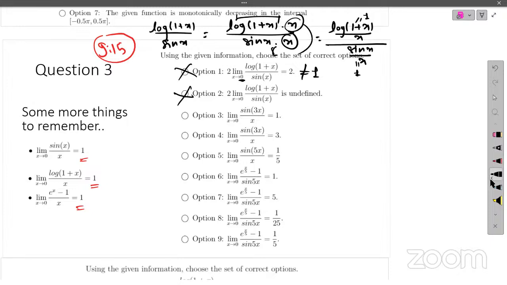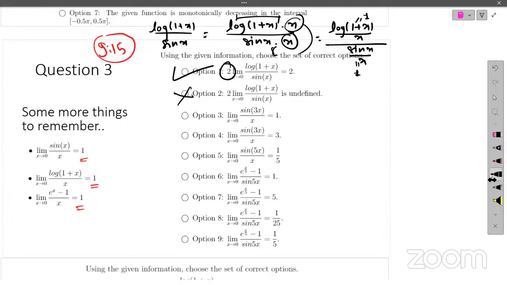I am sorry. Because of this 2, it will be equal to 2. So this option is correct. I missed this 2. Sorry. Yeah, this option is correct. So that's why it will be 2 into 1, that means 2. Correct.